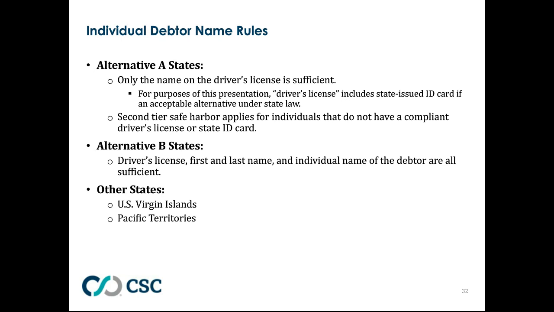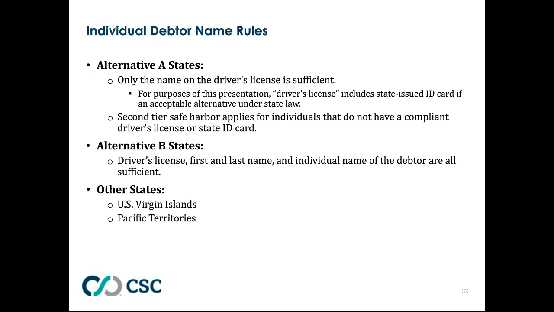So in Alternative A states, if the debtor has a driver's license that is unexpired and issued by the state of filing, then the name on that driver's license is the name that has to be provided. If the debtor does not have such a driver's license, then there is a second-tier safe harbor that says if they don't have a qualifying driver's license or state ID card, then the secured party can provide just the surname and first personal name of the debtor.